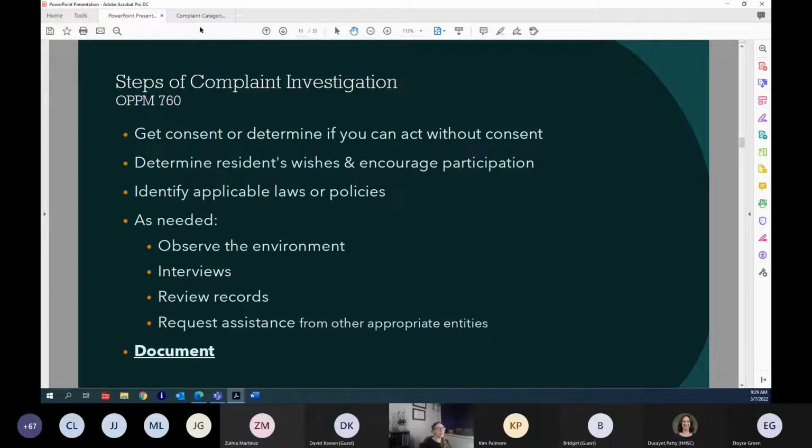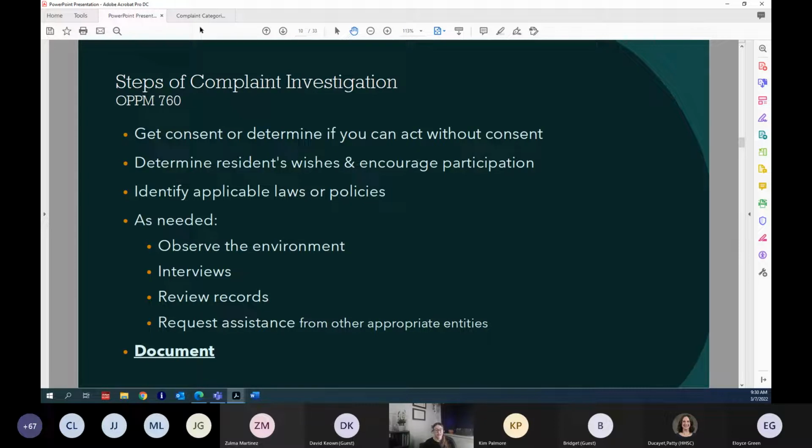First up, as you all hopefully know, the ombudsman must always seek consent from the resident or determine if you can act without consent. We've covered this topic quite a bit in other webinars, so we're actually not going to dive into that today. But if you've got questions about it, please come to us or remember to go back to the Policies and Procedures Manual.